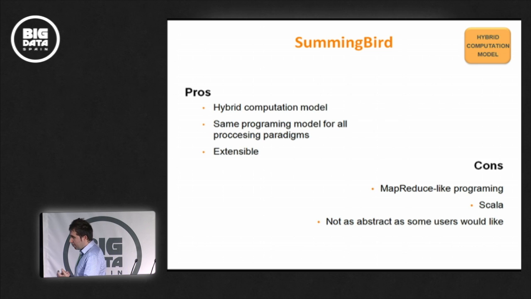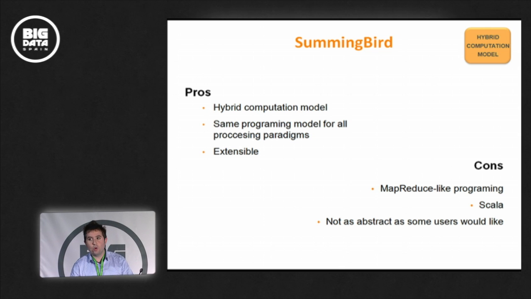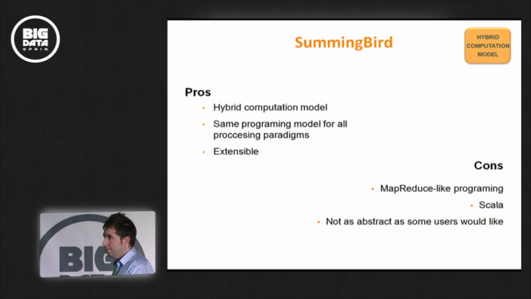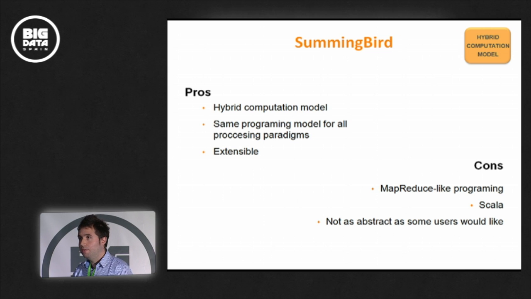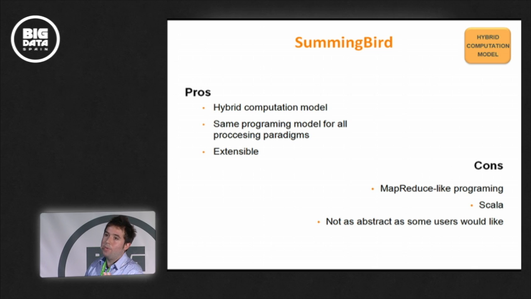Well, I like Hummingbird because it was the first approach with the same programming model to address the 3 different processing paradigms. But on the other hand, I don't like Hummingbird because this programming model is MapReduce. And as we have commented, MapReduce is not always the best approach to think about a solution. It's not easy to think in terms of MapReduce function.